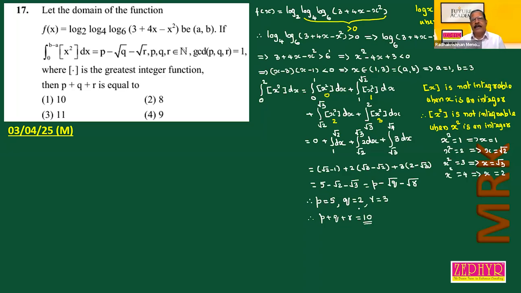Okay. So there are parts under it. The first part is from the function; you have to find the domain. First you have to find the domain by using the property of logarithm. Logarithmic functions are very important. So once you find the values of a and b, next is the definite integral. See the property: the integer part of x is not integrable or differentiable when x is an integer. Here, instead of x, it is x squared.